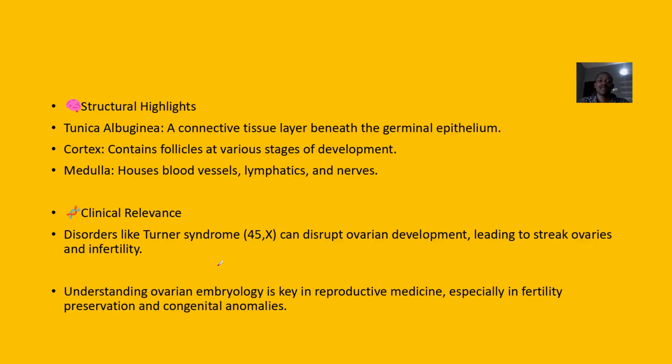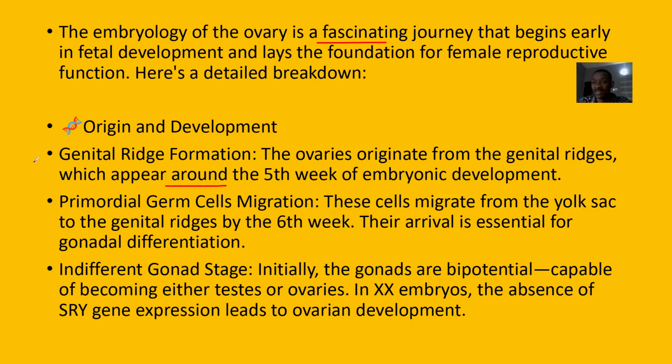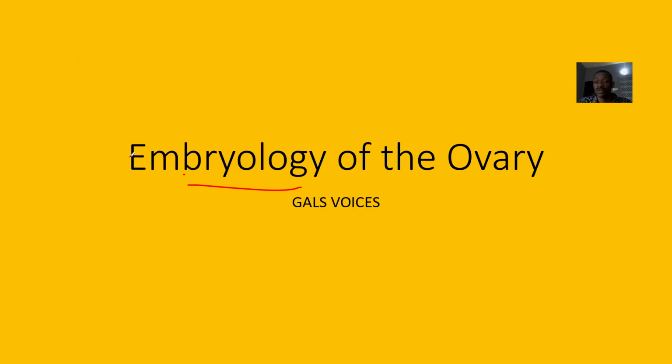So structural highlights: tunica albuginea, the connective tissue layer beneath the germinal epithelium. Cortex contains the follicles at different stages. Medulla has the blood vessels, lymphatics, and all of that. So in general, you should just know that if there are any issues around here, you can have all those developmental issues coming up in the girl child. So that's it for the embryology of the ovary.